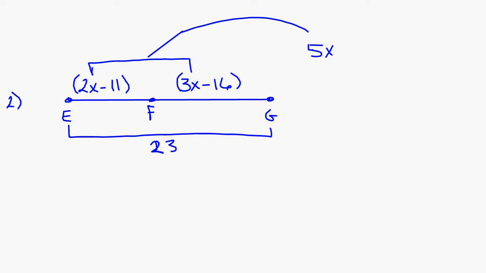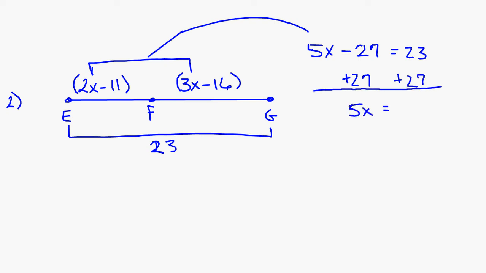Negative 11 minus 16 is equal to negative 27. All right, and that's got to be equal to the 23. So you would add 27 to each side. 5x equals 50, and divide by 5. So x is equal to 10.